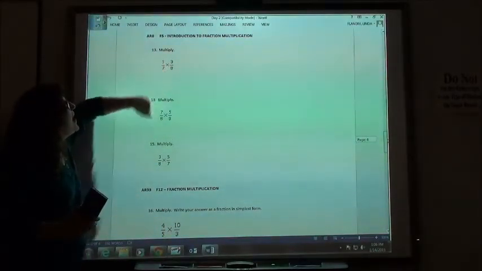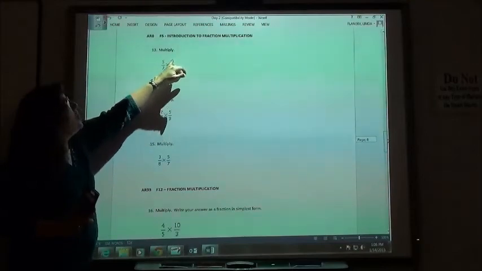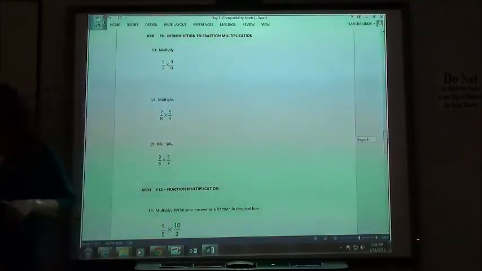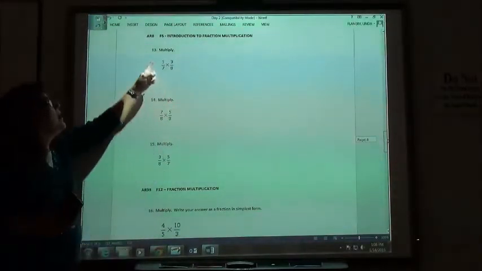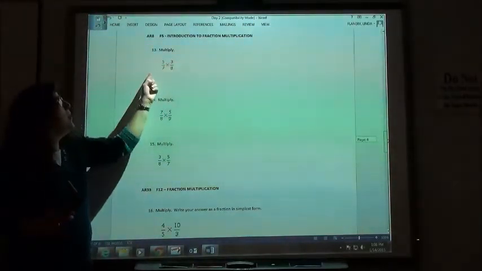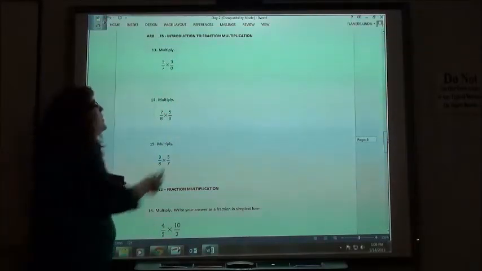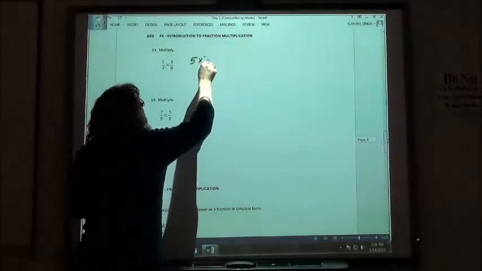Here, I don't have a common factor between the 5 and the 8. I also don't have a common factor between the 3 and the 7, so I can't do the dividing like I did on those previous ones. So all I'm really going to do when I multiply is just multiply across the top and multiply across the bottom. So I'm going to do the 5 times the 7.